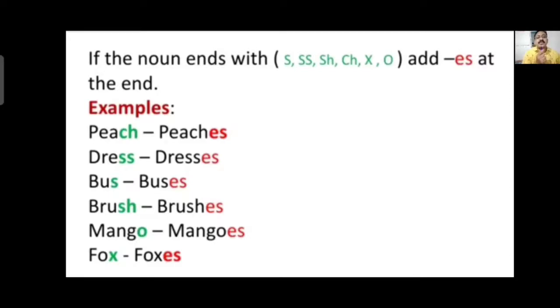You can see peach, peaches; dress, dresses; bus, buses; brush, brushes; mango, mangoes; fox, foxes. All these words ending with ch, ss, s, sh, o and x change into plural form when we add es to them. In the plural form, es is added to every word. I have written it in red color to show you how singular changes into plural.